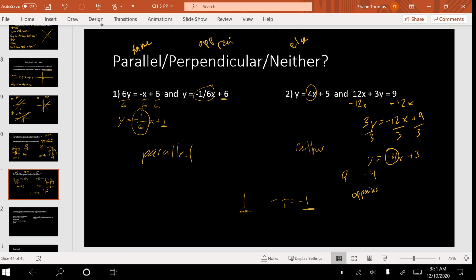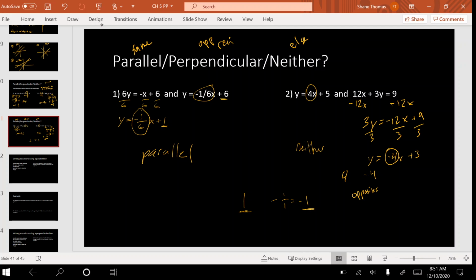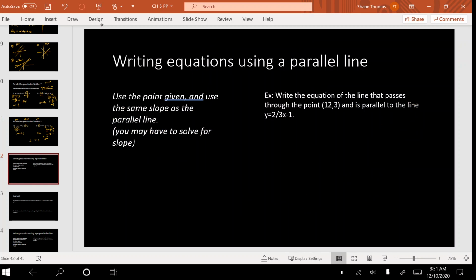All right, so that's the first type of question you're going to have. You're going to have 3 types of questions in this lesson. The first one is parallel, perpendicular, neither. All you have to do is look at the slopes. Find the slopes of each equation and compare them. If they're the same, they're parallel. Opposite reciprocals, they're going to be perpendicular. If it's neither of those two special cases, then it's neither.